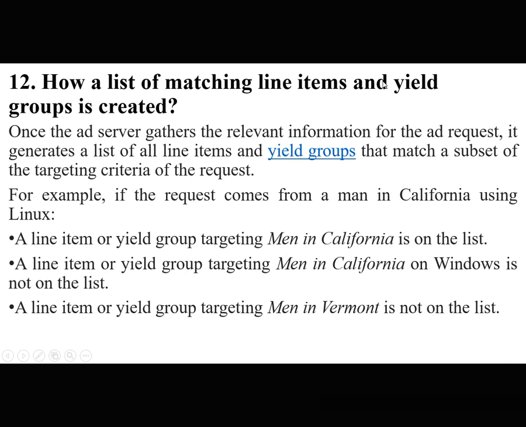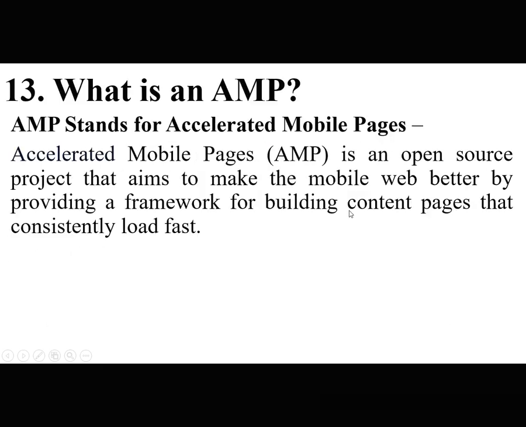How is a list of matching line items and yield groups created? Once the ad server gathers the relevant information for the ad request, it generates a list of all line items and yield groups that match a subset of the targeting criteria of the request. For example, if the request comes from a man in California using Linux, a line item or a yield group targeting men in California is on the list. A line item or yield group targeting men in California on Windows is not on the list. A line item or yield group targeting men in Vermont is not on the list.